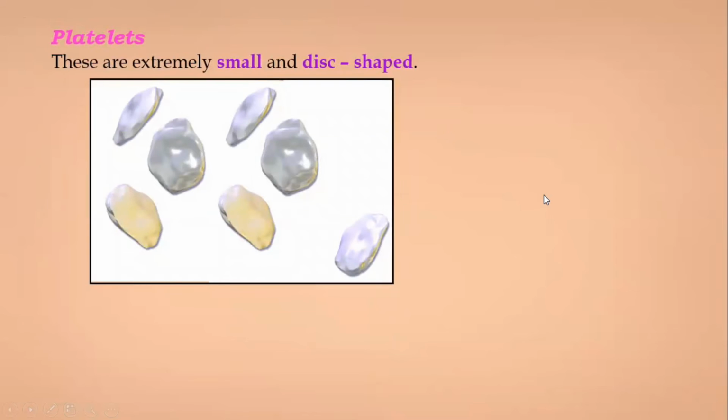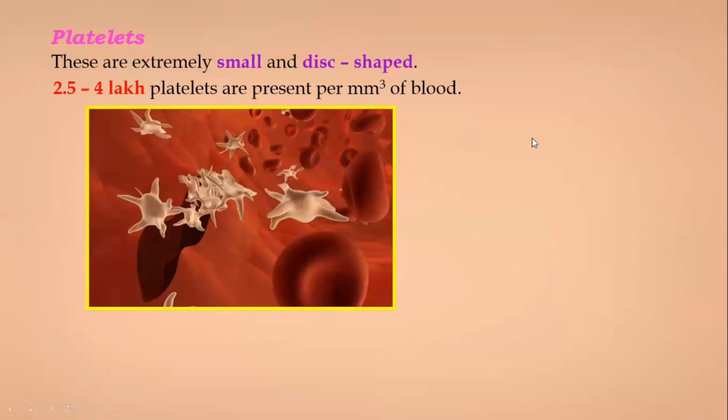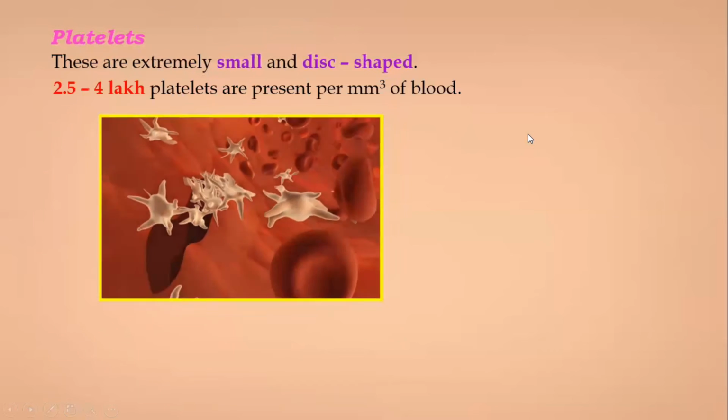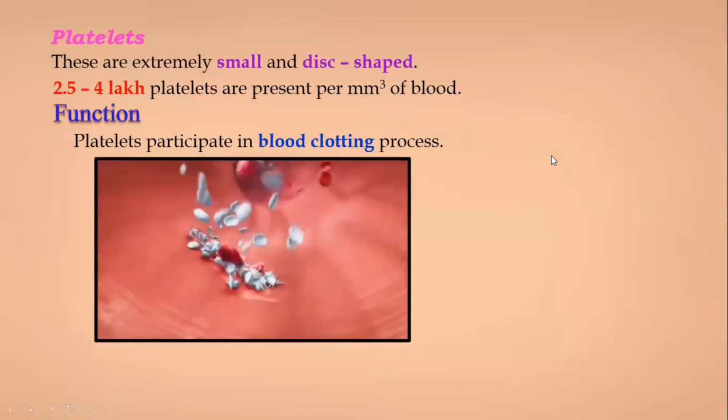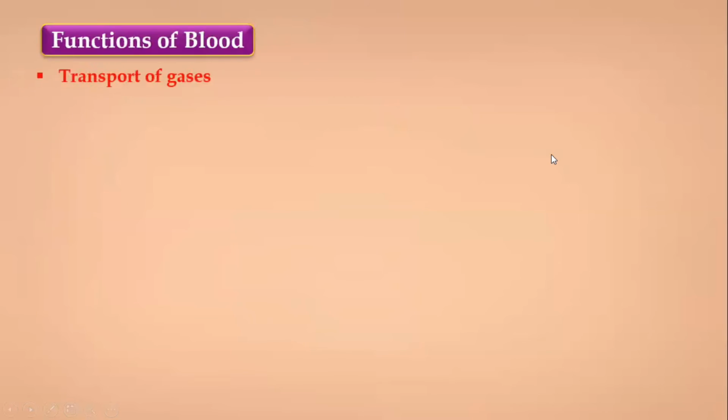Platelets. They are extremely small and disc shaped. Sometimes if you have a disease like dengue, your platelet count becomes less. These small disc shaped cells are called platelets, small plates. 2.5 to 4 lakh are present for normal functioning of our body. It shouldn't be less than that. Platelets participate in the blood clotting process, as I said before.